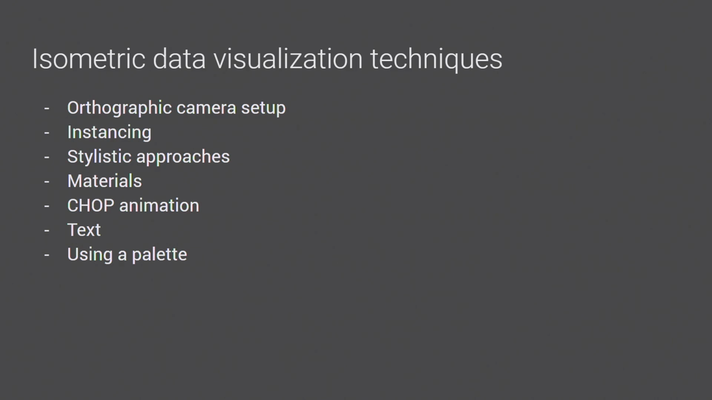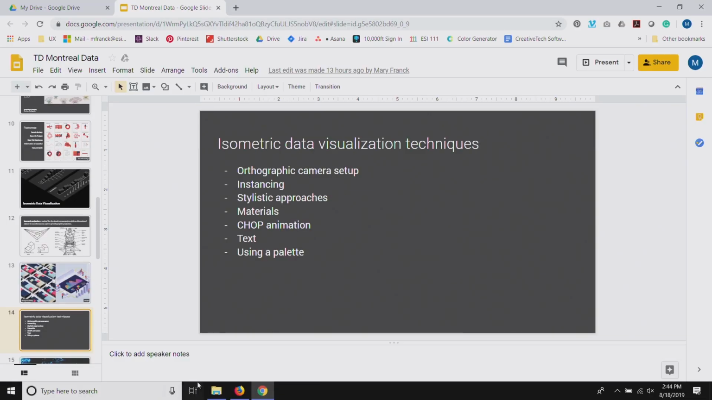Looking at some stylistic approaches, talking about isometric and what that gets us, and then how we can use materials in a nice way for this. This is more like tips and tricks in TouchDesigner, looking at CHOP animations so we can make nice transitions, bringing in text and using a palette. So that's what we're going to jump into. Let's switch over to TouchDesigner.